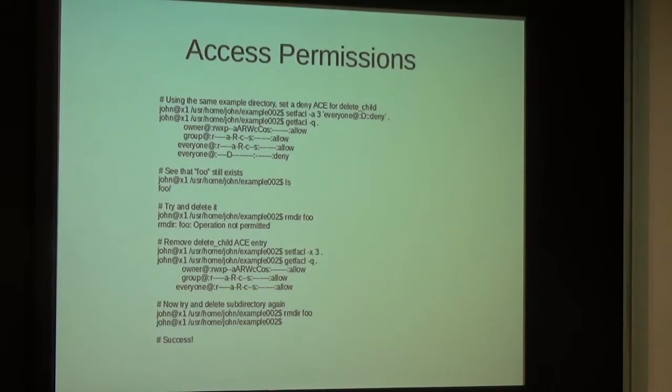If you set setfacl minus x, it'll delete the entry at this number, so 3 in this case is this guy right here, it's the last one. So I delete it, and now the permission set is back to what it was. I come here to remove the directory, and I'm able to remove the directory.